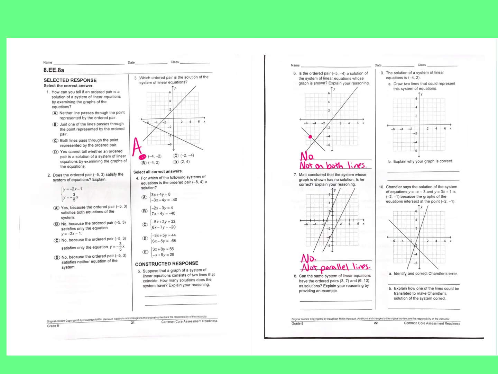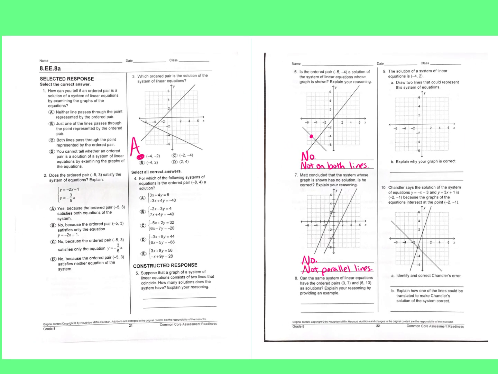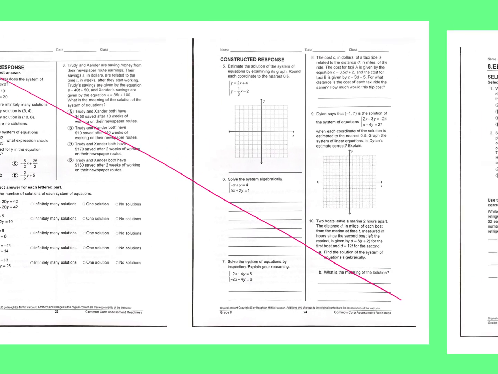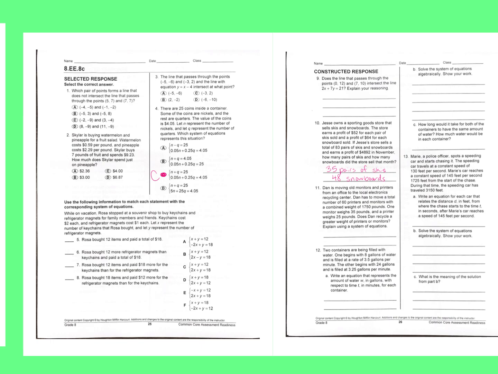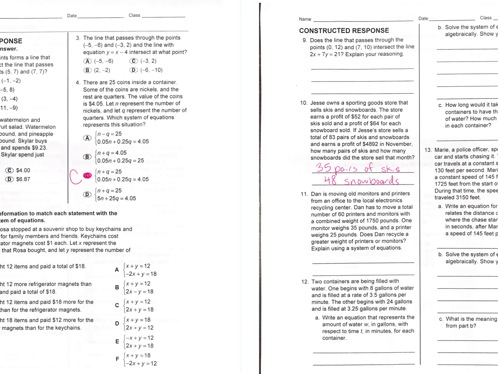8A. Number 3 was A. 6 was no. That point is not on both lines. 7 is no. These are not parallel lines. We did not have any to do extra on 8B. 8C, number 4 was C. Number 10 was 35 pairs of skis and 48 snowboards.